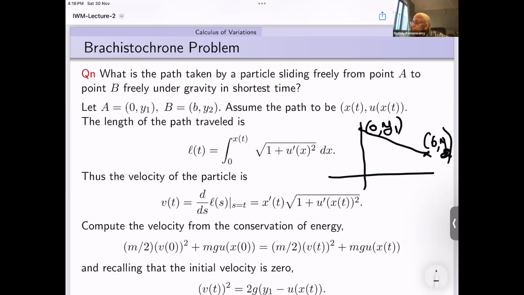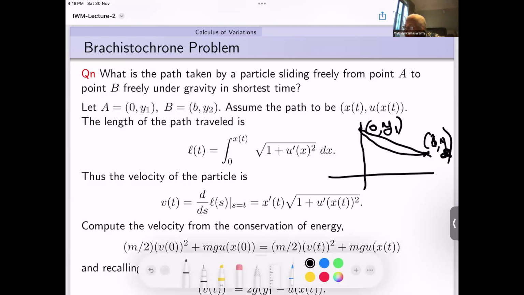So will it be a straight line or will it be like this? We don't know what path it will take. So it has to slide from (0, y1) to (b, y2). I erase this and write it clearly. This is (b, y2). Okay.